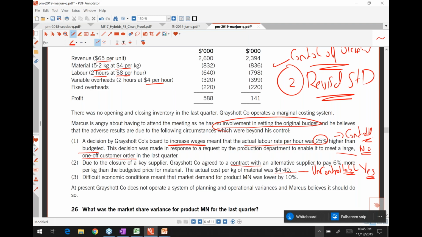Okay. Now, difficult economic conditions meant that market demand for MN was lower than 10%. Do you think this is under the control of Marcus? Do you think this is controllable for Marcus or not? Come on. Tell me, everyone, for this Marcus is responsible or not?